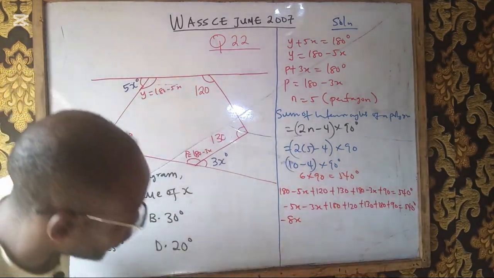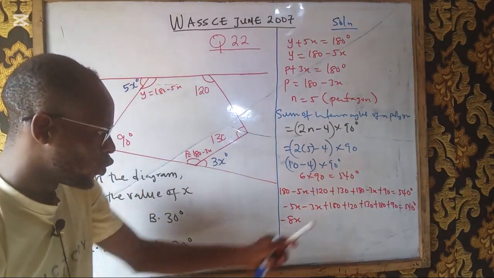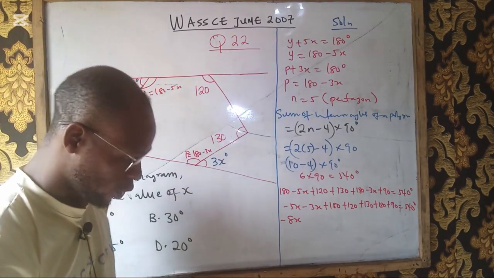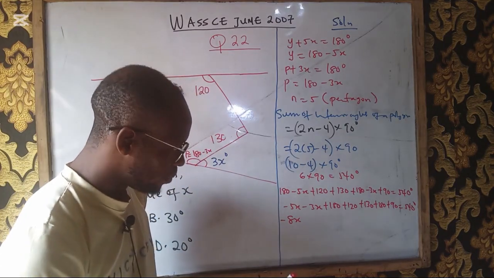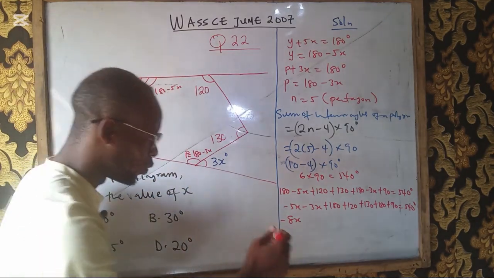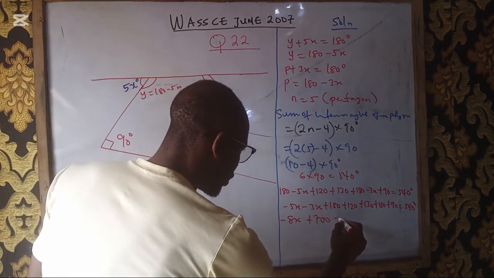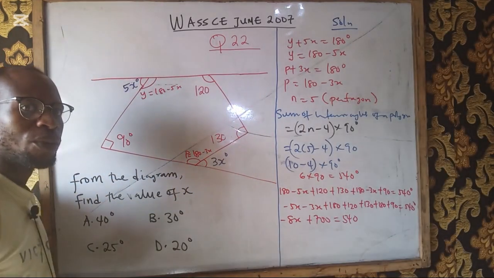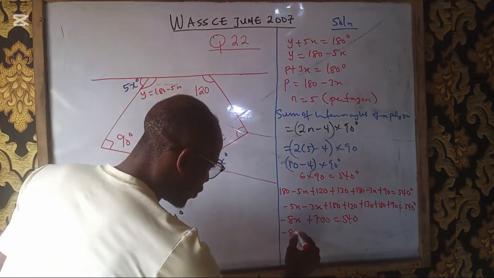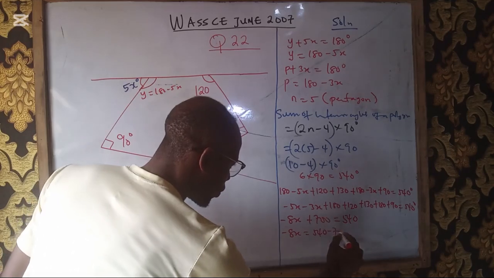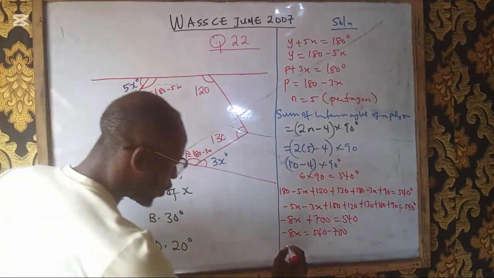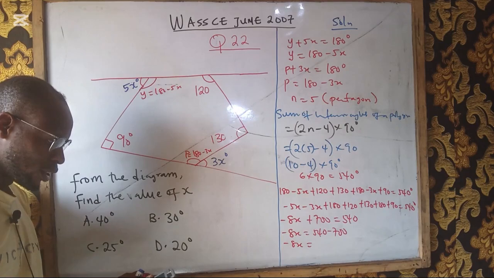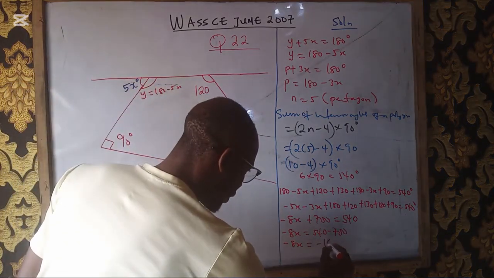Let me use the calculator for that to make the work easier and faster. So 180 plus 120 plus 130 plus 180 plus 90. Everything here sums up to 700. So this is 700 equals 540. You still need to bring 700 and 540 together, so collect another like terms. So you are going to have minus 8x equals 540 minus 700. So this is going to give us minus 8x equals 540 minus 700, so we have minus 160.